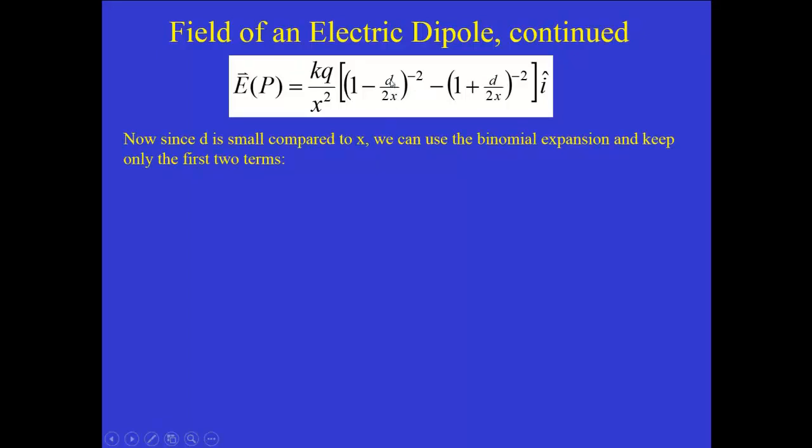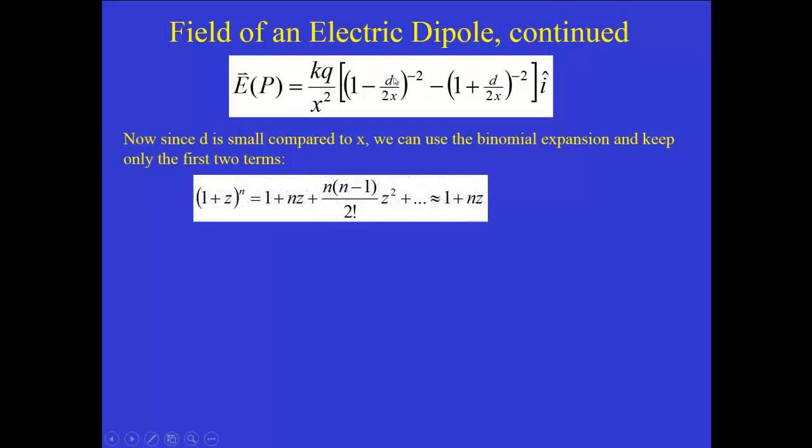If the quantity d, which is the physical size of the dipole, is small compared to x, which is in the denominator, then this fraction will be much smaller than 1. The binomial expansion theorem will allow us to get a good approximation for that quantity by just keeping the first couple of terms. You can remind yourself that 1 plus z to the nth power is given by this infinite series, and if z is very small compared to 1, it's a pretty decent approximation to just keep the first two terms.